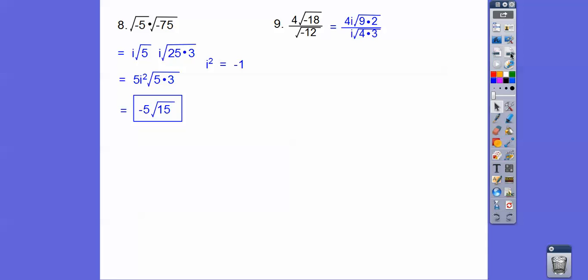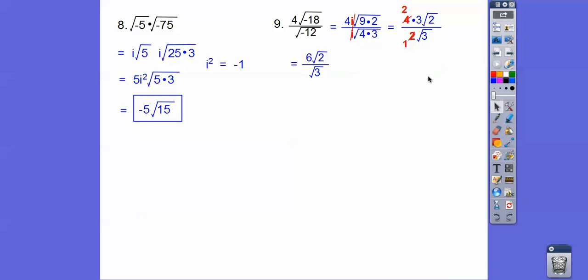Let's pull the i's out. Now when the i's are like this, you can cancel them. i over i cancels. And then the square root of 9 is this 3 right here. So now we're going to do 4 times 3, but let's do this: 2 goes into 4 twice, so it's actually 2 times 3. So 2 times 3 is 6, so we have 6 root 2 over root 3. Can't have this radical downstairs. You can't have an i downstairs either. We'll deal with that in a minute.